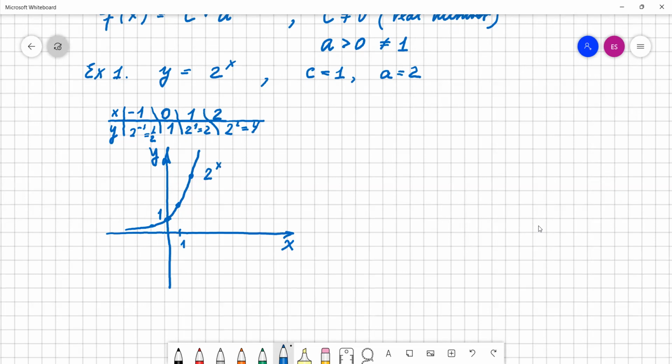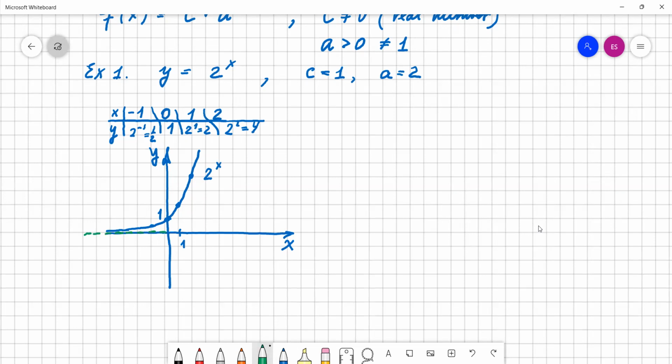Okay. What is interesting, guys? We already know about horizontal asymptotes. A horizontal asymptote happens when x goes to infinity and the function is approaching a straight line. Here, guys, the horizontal asymptote is going to be this line.